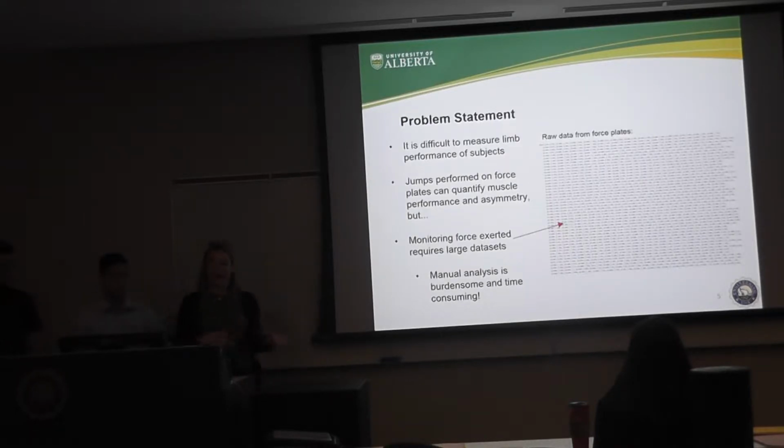So now back to our study. Our problem statement is essentially that it's really difficult to measure muscle performance, but we can have subjects perform jumps on force plates that can quantify the muscle performance and any asymmetry that is found. However, this requires really big data sets. As you can see from the raw force data that we get from those force plates, it's very burdensome and time consuming. Just being provided this raw data doesn't really mean much to us, so we had to find a way to overcome that.